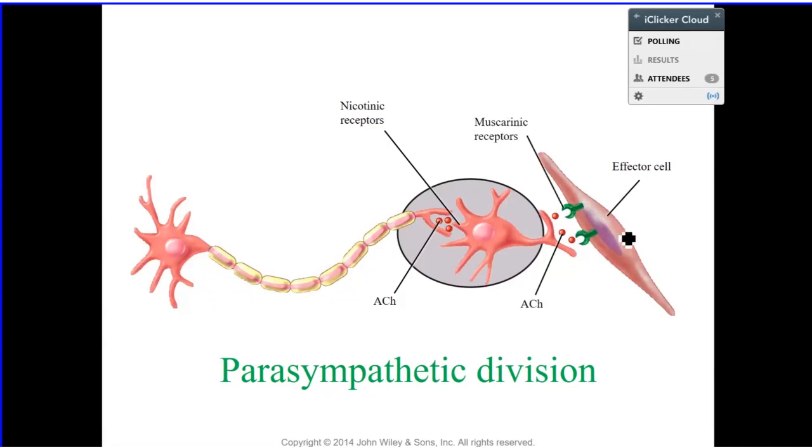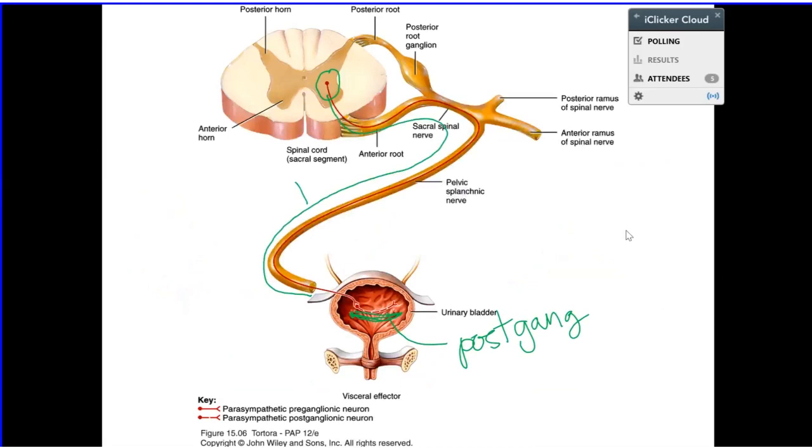Okay. Now, depending on the effector, can it cause depolarization? Yeah, we can excite it. Can it also inhibit it? Yeah, it just depends on where in the body we refer to. Okay.